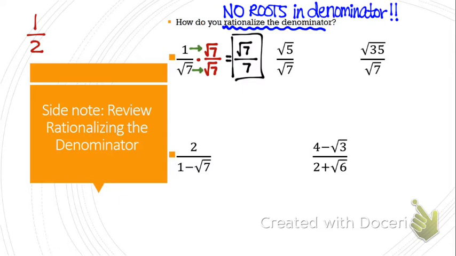Let's look at the next one. How do I rationalize this denominator? I'm going to multiply by what? Radical 7 over radical 7. I know that means my denominator is going to come out to be 7. What's in my numerator?